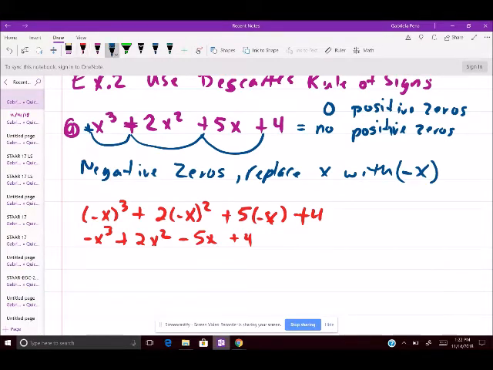So once you have done that, we check. Is there a change here? Yes. So I'm going to put a 1 here. Is there a change there? Yes. Is there a change there? Yes. So how many changes are there? 3. When you do this and you end up with a number that is 2 or greater, you have to subtract 2. So what is 3 minus 2? 1. So my answer is really there is 3 or 1 negative zeros.